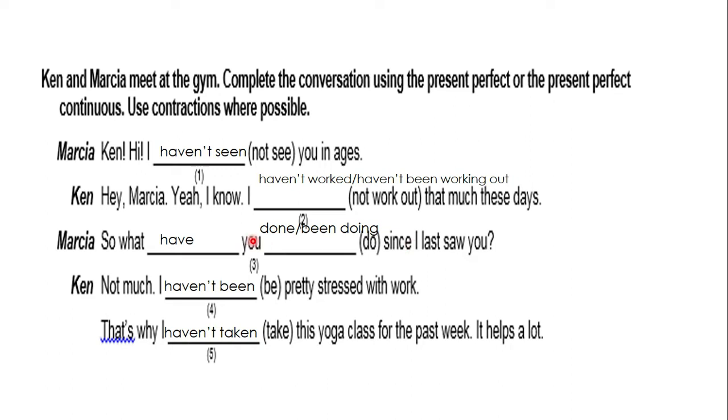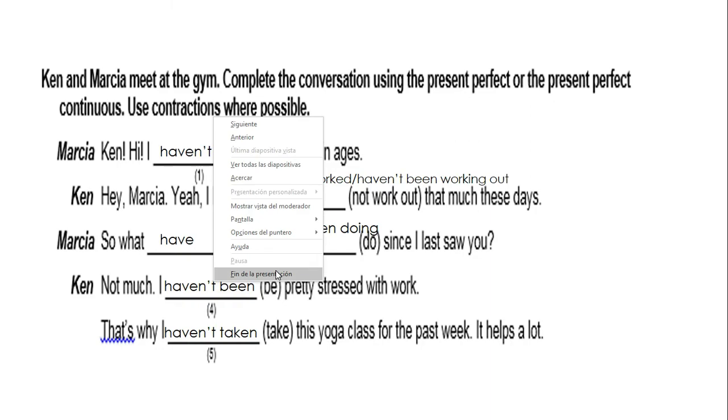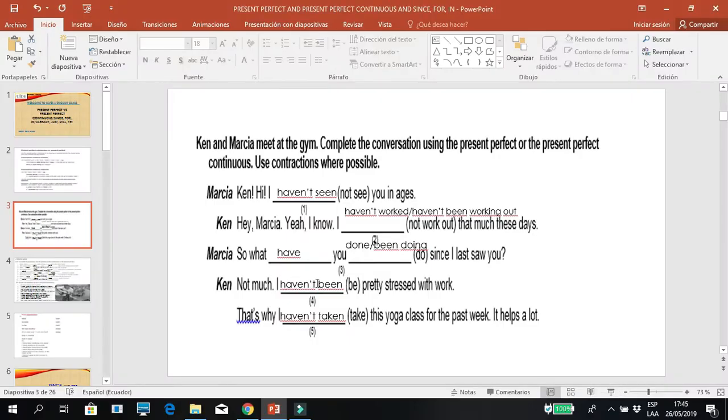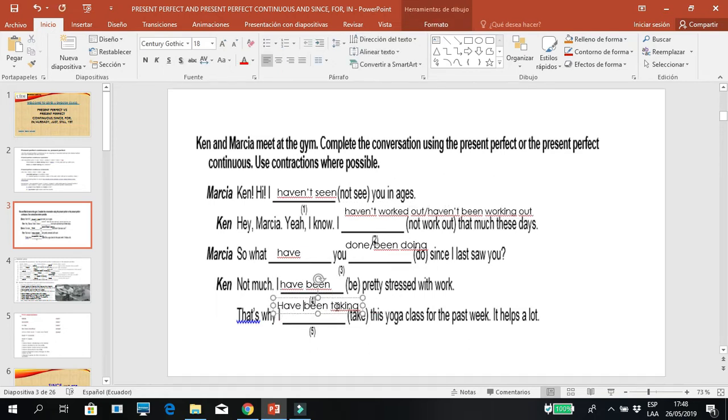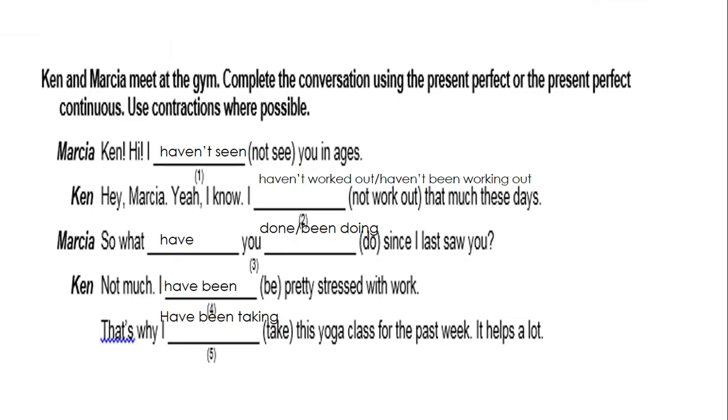Puede ser, ¿qué has hecho? ¿Qué has estado haciendo desde la última vez que te vi? "Not much, no mucho. I have been pretty stressed with work." Okay, let me correct this. I have, because it's affirmative. I have been pretty stressed. Es una oración en afirmativo. I have been taking. Okay, so the correct answer is I have been taking. Yeah? Okay, so let me repeat.